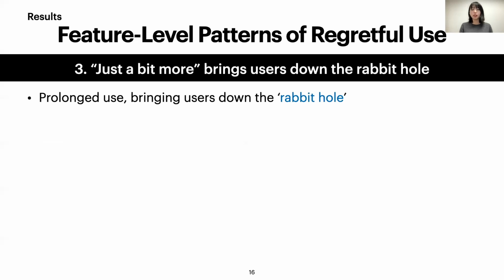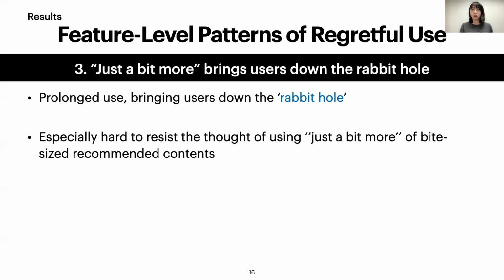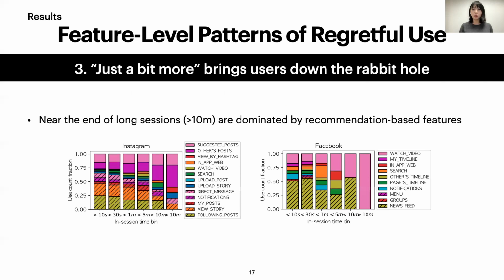The third pattern is related to prolonged use that brings users down the rabbit hole. Participants reported that it's especially hard to resist the thought of consuming just a bit more of bite-sized content suggested by the recommendation algorithms. This pattern is highly noticeable in this visual distribution chart over the time in a session. For example, in Instagram and Facebook, when participants used a session for more than 10 minutes, the usage was dominated by these pink recommendation-based features of each app.